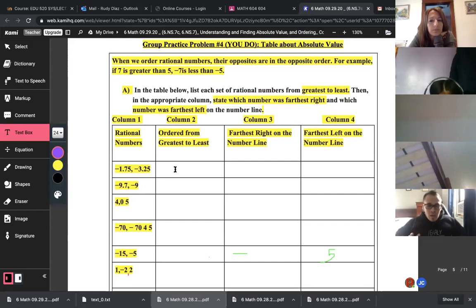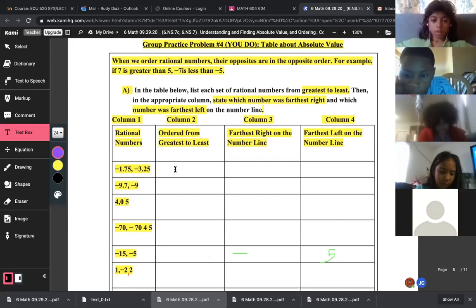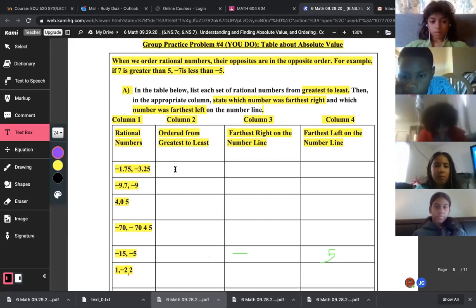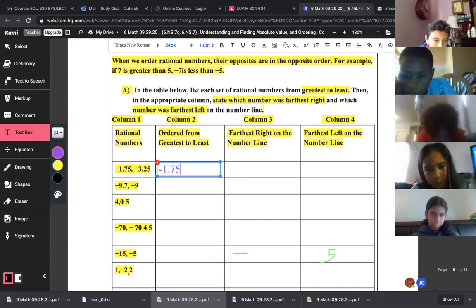The first one that we have, I'm going to choose Adam to help me out real quick. Adam, I want you to unmute yourself really quickly, and I want you to help me out. We have the first set of rational numbers, which is negative 1.75 and negative 3.25. I would like you to order that greatest to least, meaning the one that's closest to 0 in this case, because we're in the negative portion, and then the one that's farthest away from 0. Got it? Yeah. All right, so the first number is going to be greatest to least. Go. 1.75 or 3.25? Which one? Negative 1.75. And then negative 3.25.